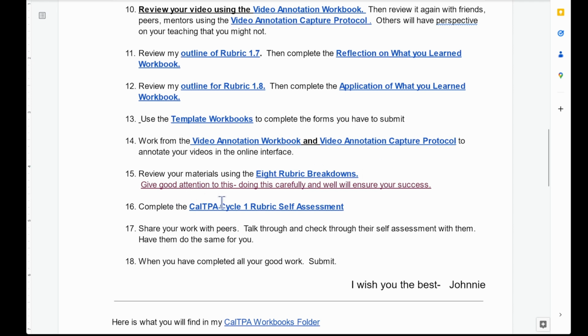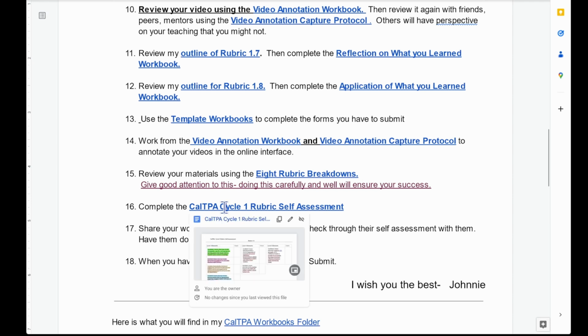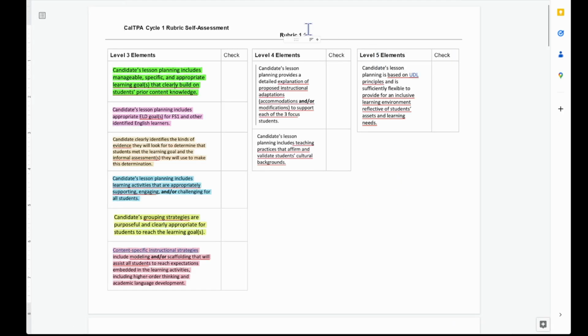And the last piece I have for you is just using the CalTPA Cycle 1 self-assessment rubric. Okay, so I made this one, and if you look at this one, it's pretty straightforward. This is Rubric 1.1. These are the necessary elements. These are level 4 elements, and these are level 5 elements. Check. See how you've done. Remember, for you to score 3, the necessary 3, you have to have all of these elements. If you want a 4, you have to start with all of these, and then make sure you have these 2. And if you want a 5, everything has to show. But you can do that.